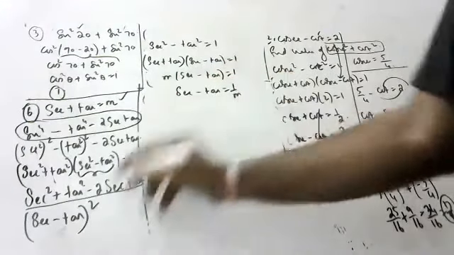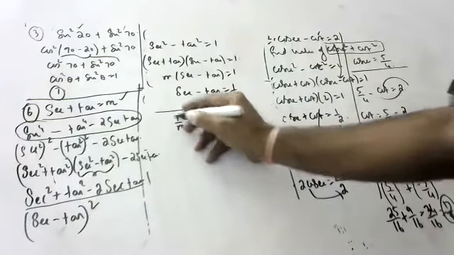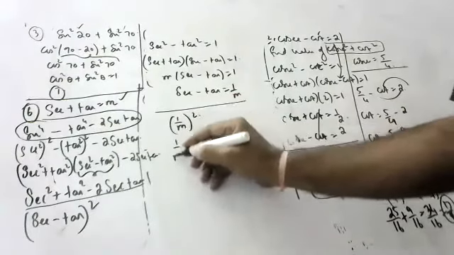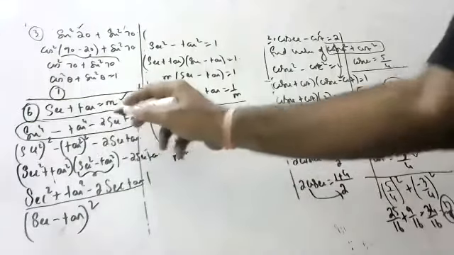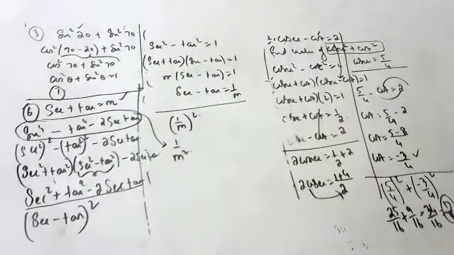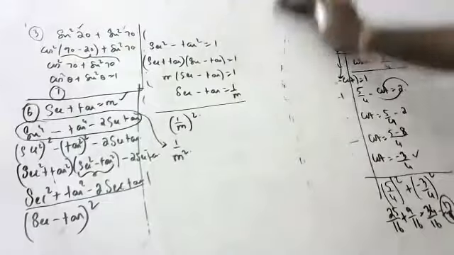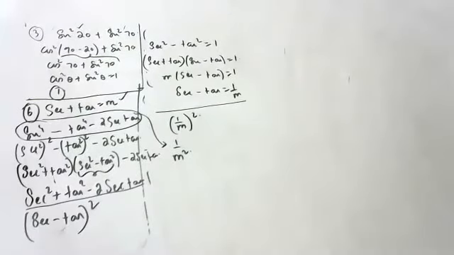Now we have to substitute this here. 1 by m whole square, 1 by m square. The value of secant 4 minus tan 4 minus 2 secant tan is 1 by m square. Like that we have to do in the exam if you get it. Okay, next question.